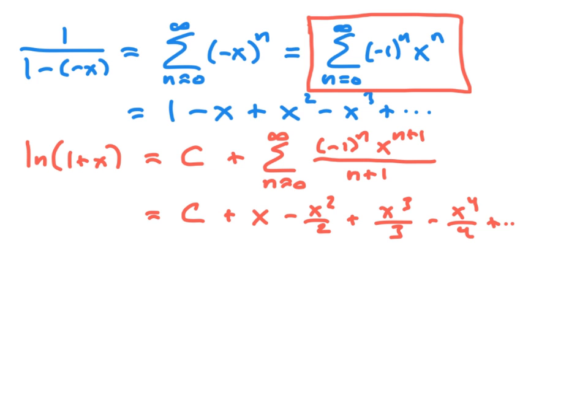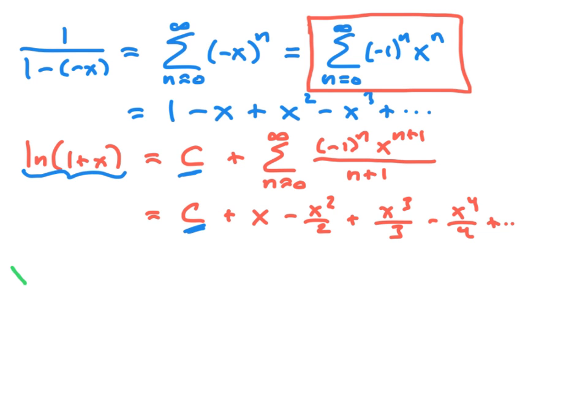The last step here is we do need to figure out the value of our constant c. Since we don't want an arbitrary antiderivative, we want the very specific antiderivative of natural log of 1 plus x. In order to do this, we can simply substitute some value in for x on both sides of the equation and then solve for c.